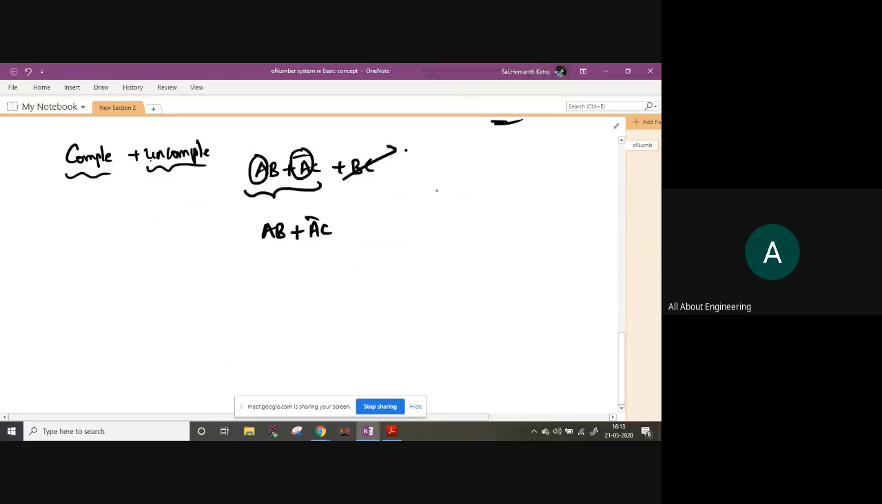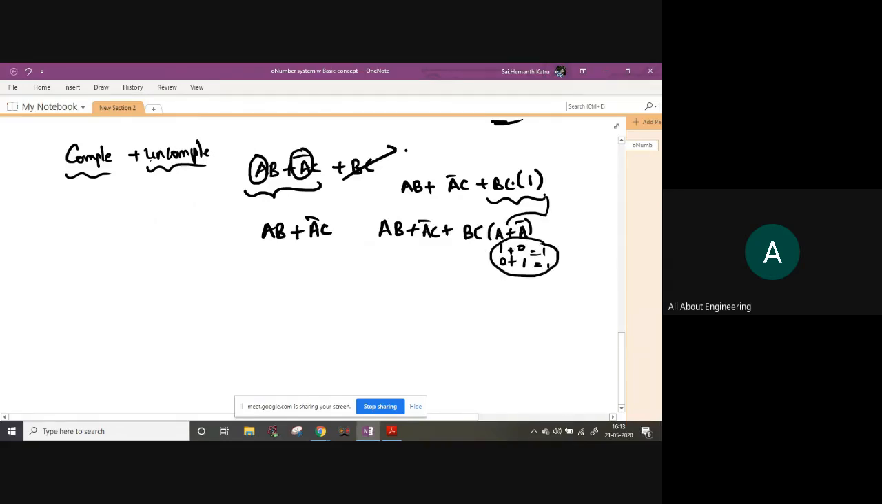There was also a proof which I explained yesterday, but let me be short and explain that again. BC into 1, or BC ANDed with 1, this won't change the operation, right, or the functional value. So now what I am doing is writing BC into 1 as a plus a bar. If a is 1 then a bar is 0, if a is 0 then a bar is 1. Total, if you add these two you will get 1. So this is equal to 1, right?